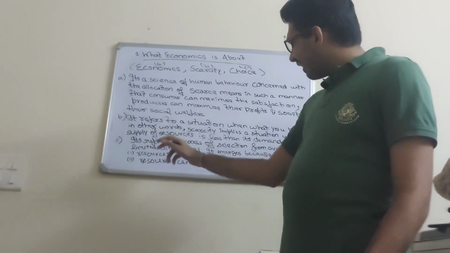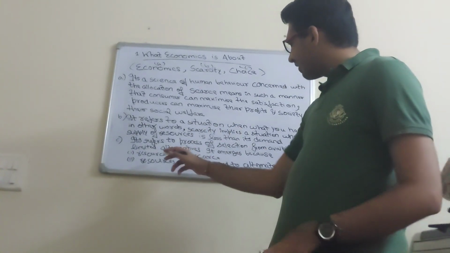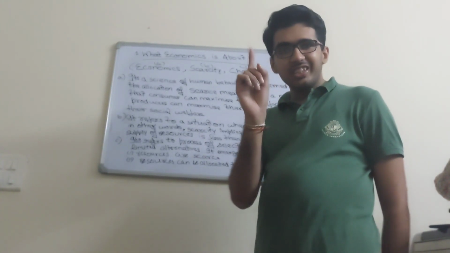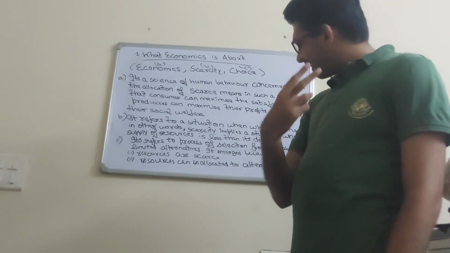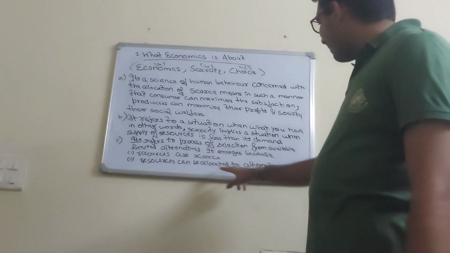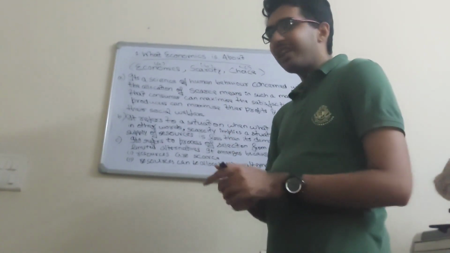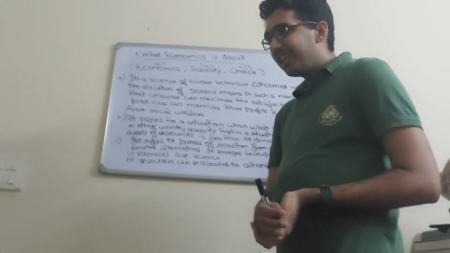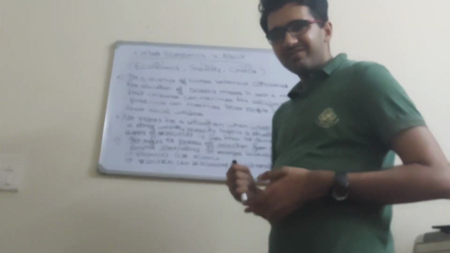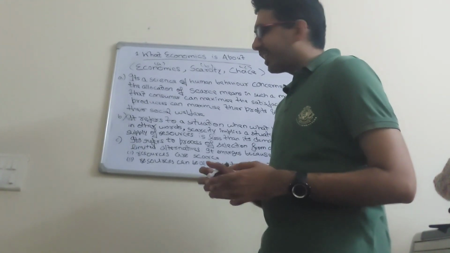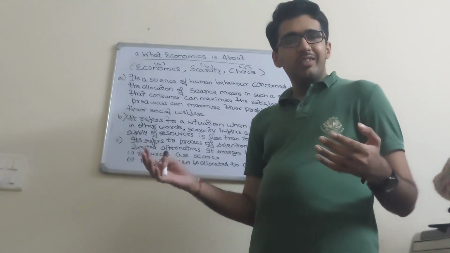Available resources are limited. But the second point is that resources can be allocated to alternative uses. If I can give you an example, think about iron. Where can you use iron? It can be used to make machines, or it can be used to make many different things. But iron is limited.